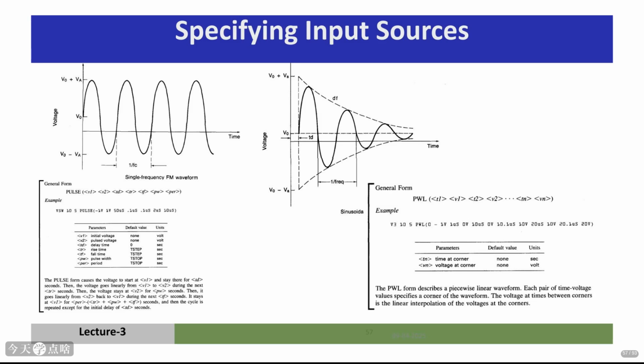The PWL form is very flexible. You provide a list of time voltage pairs, and the simulator connects them with straight lines. The diagram shows an example of a piecewise linear waveform.